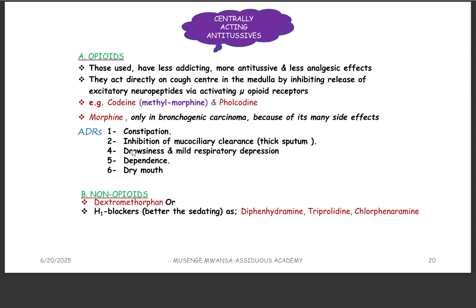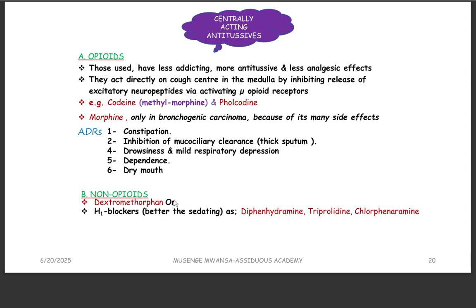The adverse reactions for this include constipation, inhibition of mucociliary clearance, so there will be inhibition of the thick sputum from being cleared, and then drowsiness, mild respiratory depression, dependency, because remember these are opioids, and dry mouth. For the non-opioids, dextromethorphan is a common one, or histamine 1 blockers, which are better.